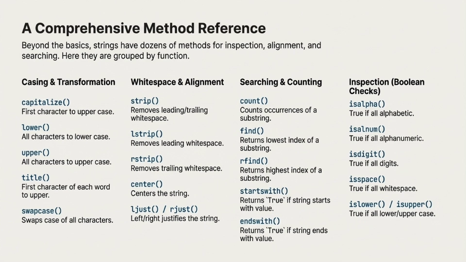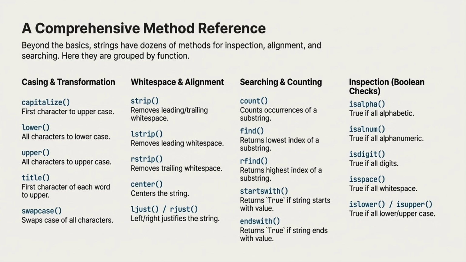Next, the whitespace and alignment methods deal with cleaning and formatting strings. Functions such as strip(), lstrip() and rstrip() remove unwanted spaces, which is common when handling user input or reading data from files. Alignment methods like center(), ljust and rjust help position text neatly, making outputs more readable, especially in tables or formatted displays.